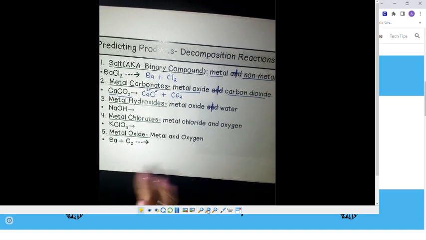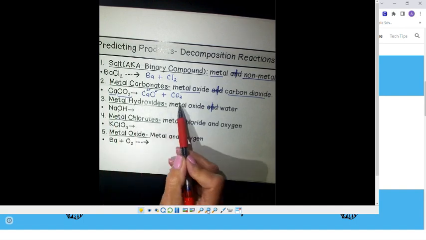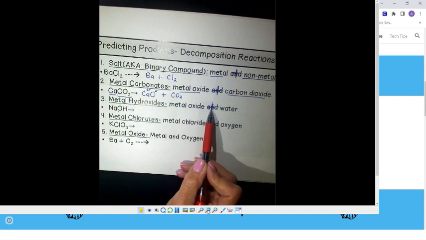So metal hydroxide is next. If I have a metal hydroxide on the left-hand side, it is going to break into a metal oxide plus water.